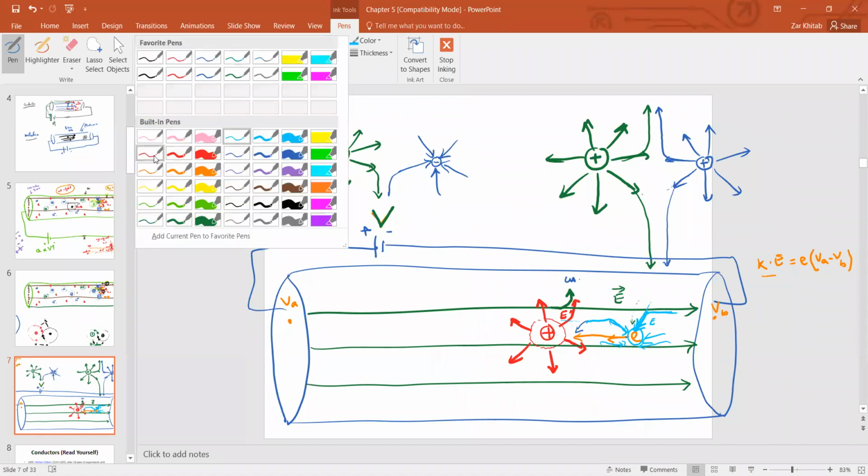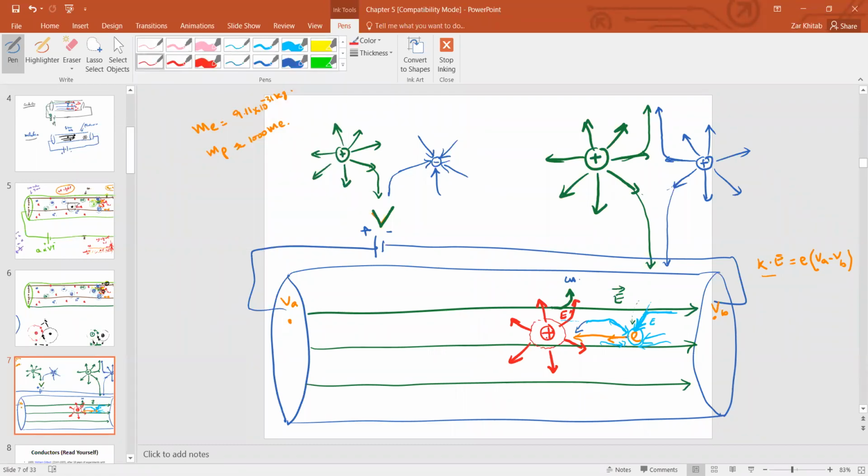Because inside the metal there are statically held positive charges. They are not moving around. Those positive charges are actually not moving around. They are static. So their electric fields are straight lines. They try to be straight lines.